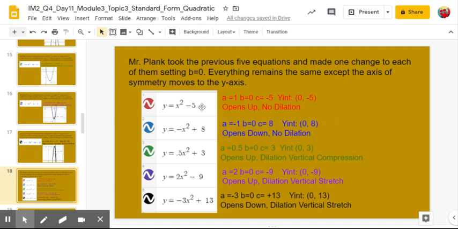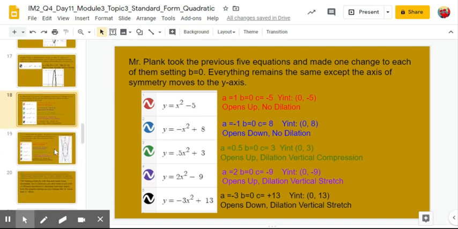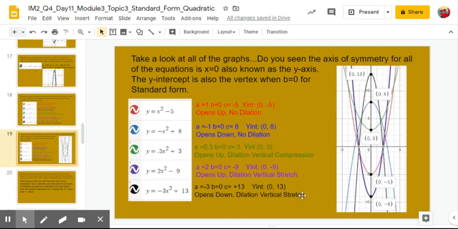So now, what do we know when I give you this without a b value? B is 0. What do we know about the axis of symmetry? That's right. The axis of symmetry is on the y-axis. All right, let's ask the question again then. What do you know about the vertex when I give you the equation like this in standard form where b equals 0? That's right. The vertex is on the y-axis because we know the vertex is always on the axis of symmetry. So here's the graphs.